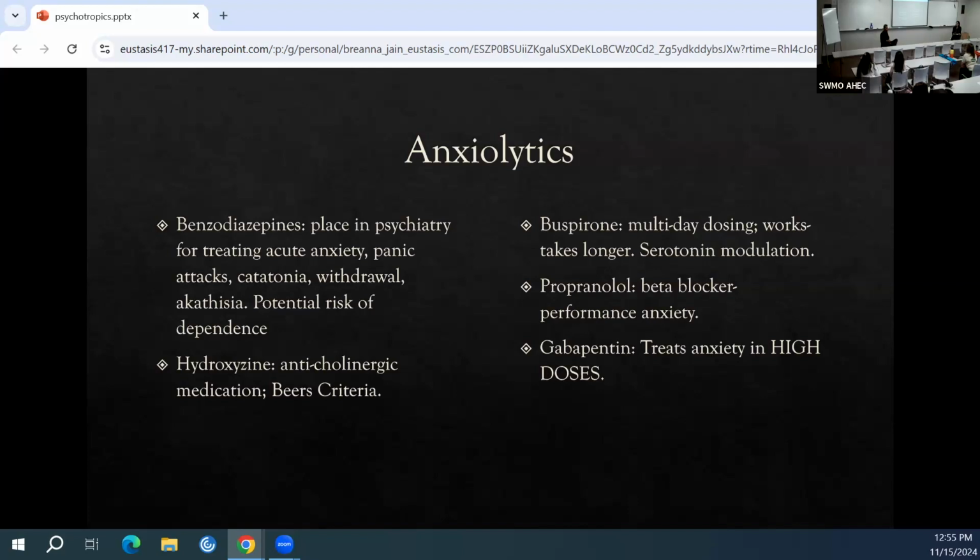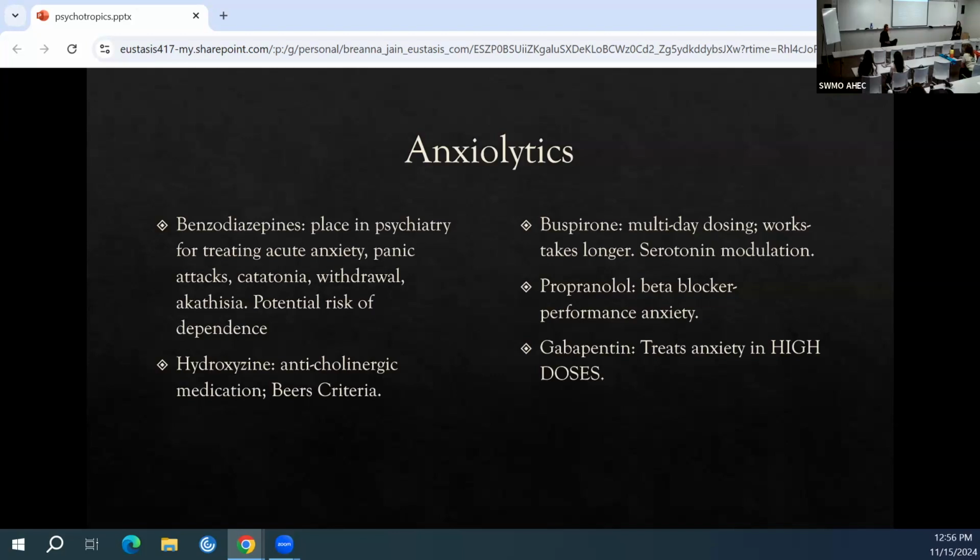Let me give you a quick quiz. What is the most potent benzodiazepine out of these four? Klonopin, also known as clonazepam, lorazepam, also known as Ativan, diazepam, also known as Valium, or alprazolam, also known as Xanax. Klonopin is the correct answer. 0.25 milligrams of Klonopin is equal to 1 milligram of lorazepam, equal to 0.5 milligrams of alprazolam, equal to 5 milligrams of diazepam. That's how you remember it.